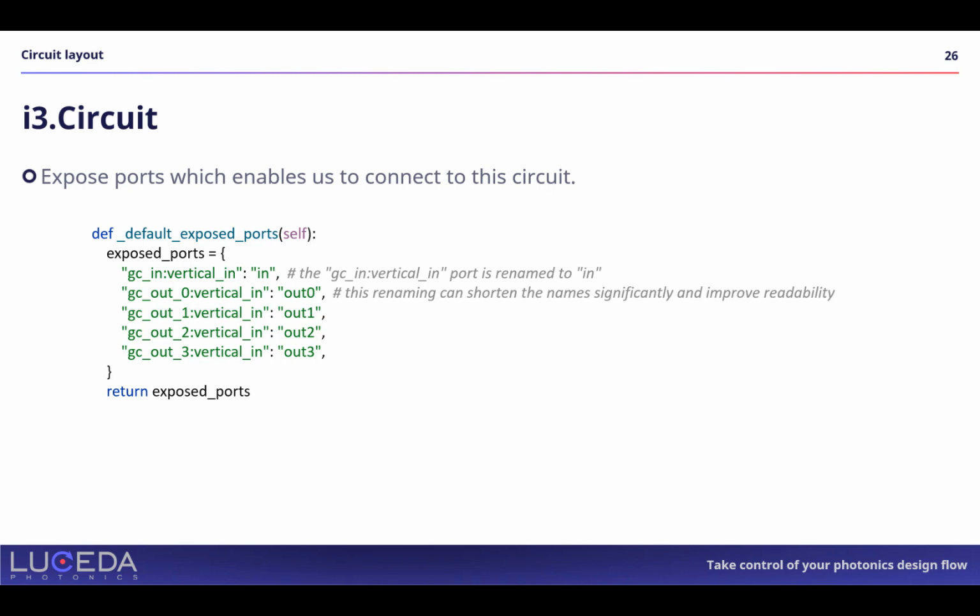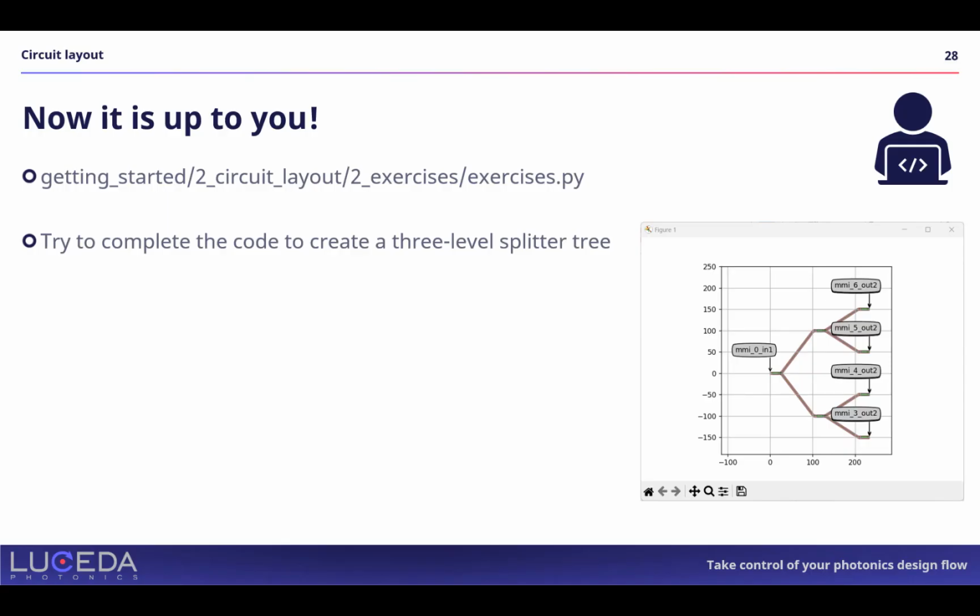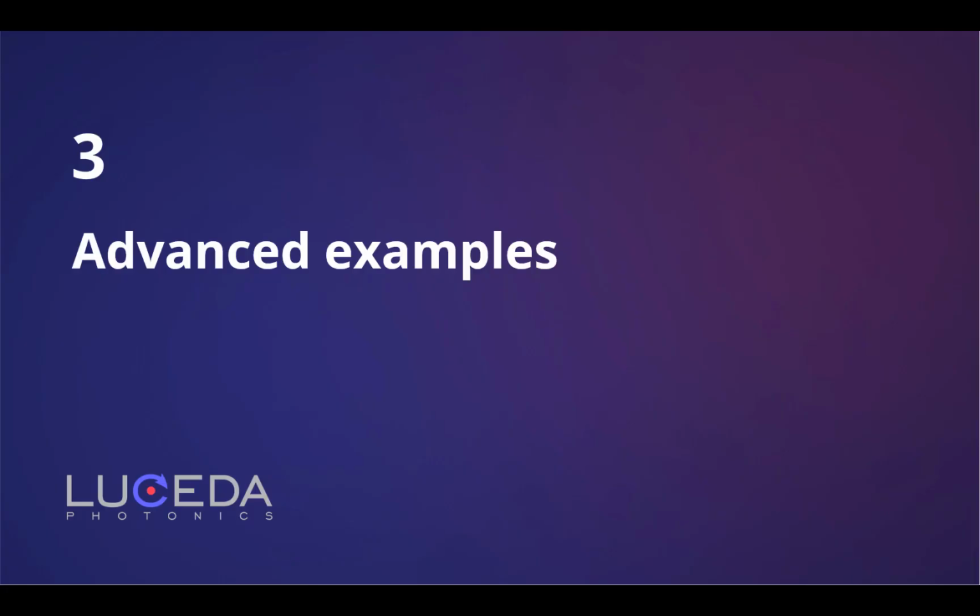Here we define our grating coupler input and output ports. Now we have an exercise for you. In our Lucida Academy material in the PyCharm environment, you can go to Getting Started, Circuit Layout, Exercises, and you will find an exercises.py script. Try to complete all the exercises. If you get stuck, we do have a solution file for you.